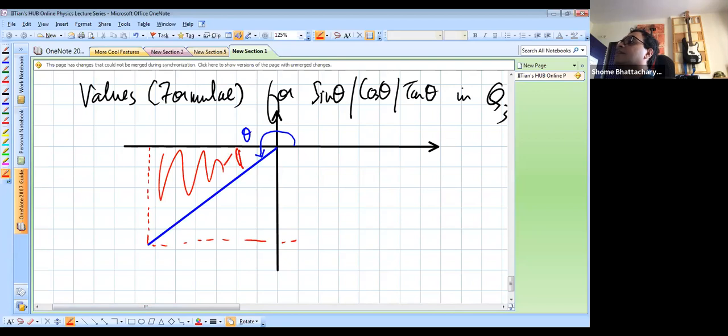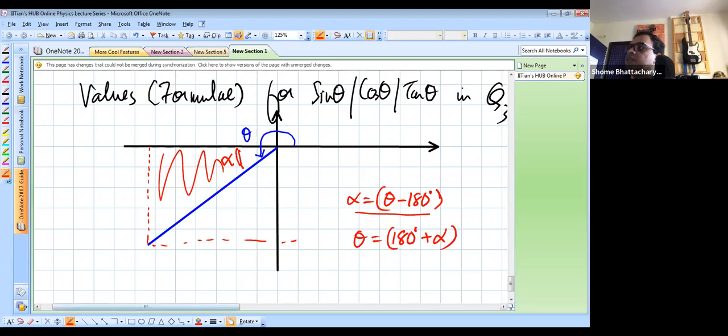I can label that as alpha, and alpha actually becomes how much? It becomes theta minus 180. Are you able to understand this? Why is alpha becoming this? Or in other words, theta is equal to 180 plus alpha. In the second quadrant, theta was 180 minus alpha. In the third quadrant, theta is becoming 180 plus alpha.